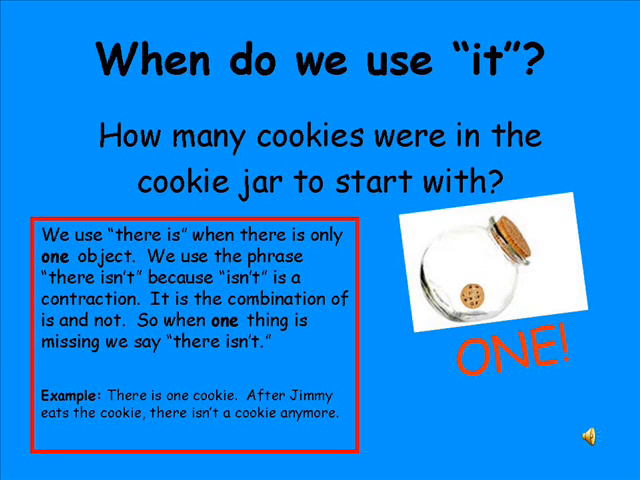Now what's the deal with there isn't? Isn't is a contraction, so it's two words combined into one, is and not. So when there's one thing that's missing, we say there isn't. Like for example, after Jimmy eats the cookie, there isn't a cookie anymore.